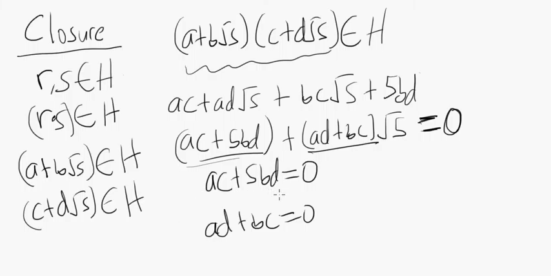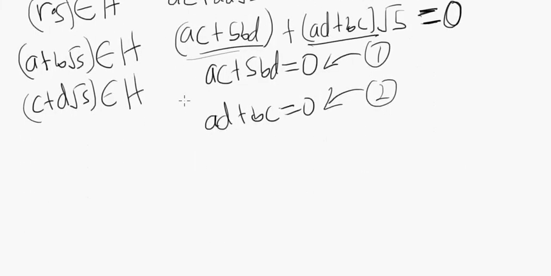So let me call this equation 1, and I'm going to call this equation 2. And let's do a little gymnastics here. Let's see what we can conclude from, let's say, equation 2, for example. Let's start from 2. Equation 2 tells us that, solving for A, A equals minus BC over D. That's what equation 2 tells us.